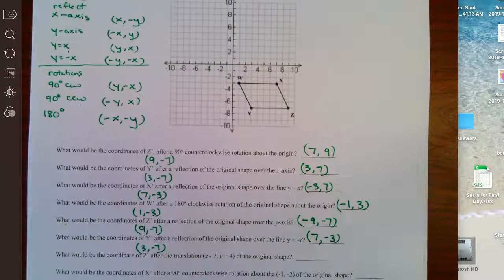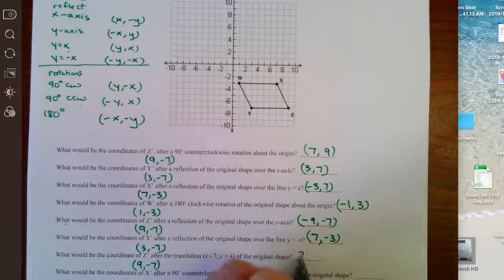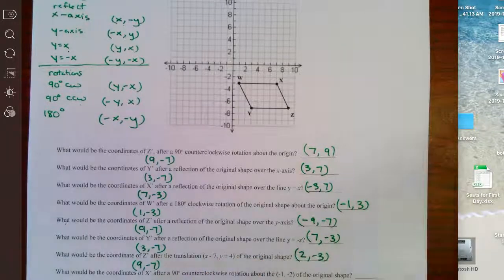Okay. What would be the coordinate of z after the translation? Oh, we're going to go left 7 and up 4. So the original z was 9, negative 7. So 9 minus 7 is 2. Negative 7 plus 4 is negative 3.